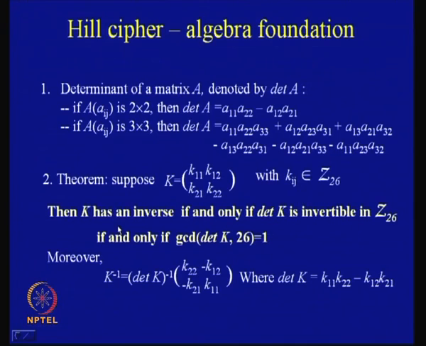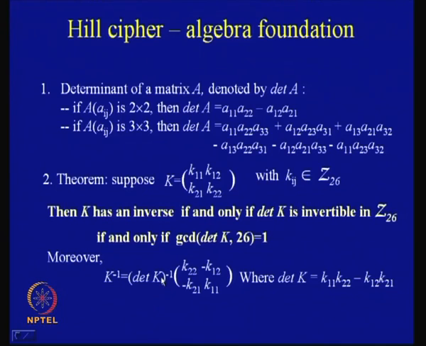So we say that k has an inverse if and only if the determinant of k is invertible in Z26. From our basic course in matrix algebra, we know that k inverse is nothing but 1 by the determinant of k, which you can write using cofactors. The most important thing is that the determinant of k needs to have an inverse, which means the inverse of the determinant of k needs to exist.